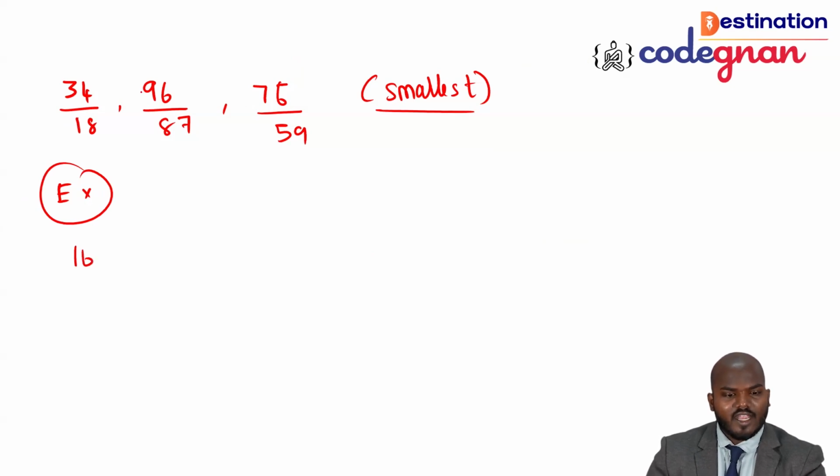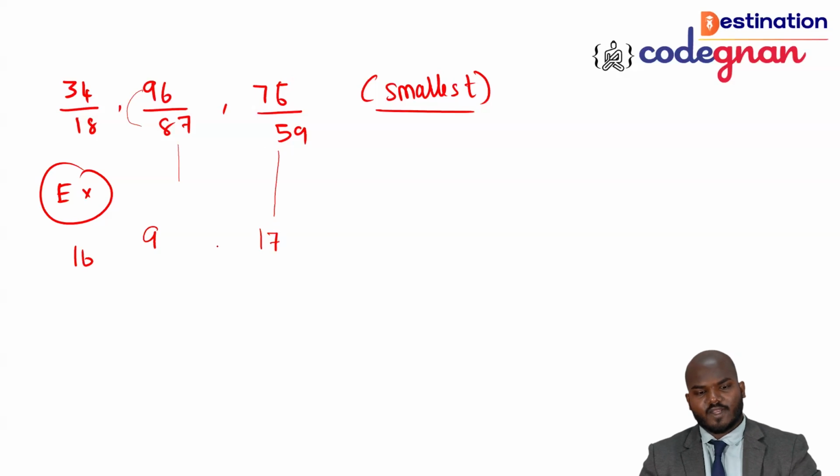And so 96 and 87, what is the difference we will get here? That is 9. Okay, and 76 and 59, what is the difference you will get here? That is 17 we will get in this place.